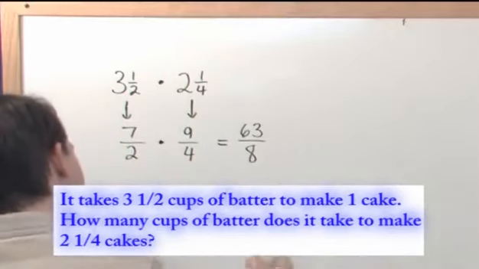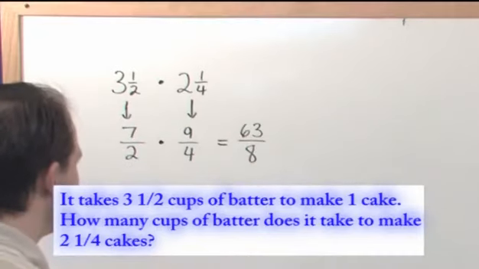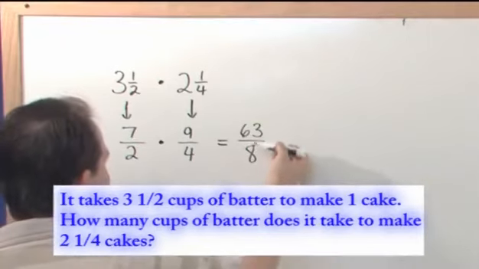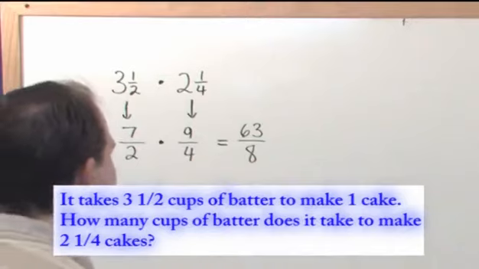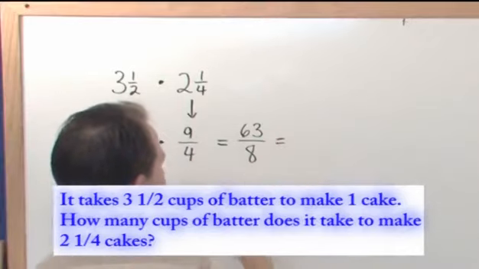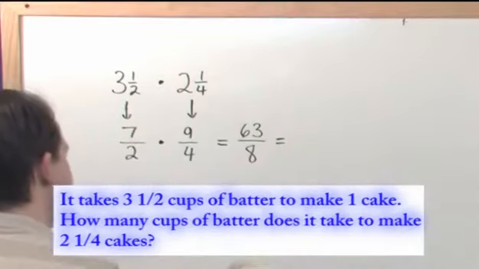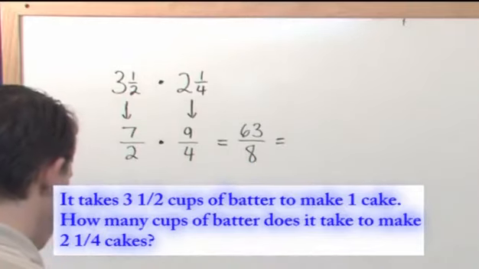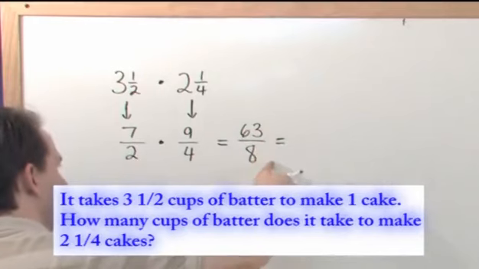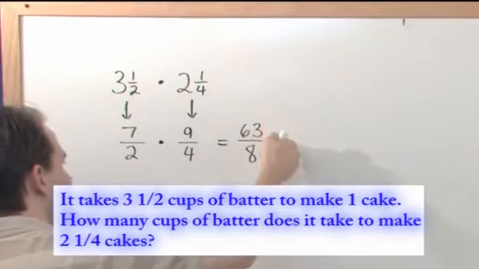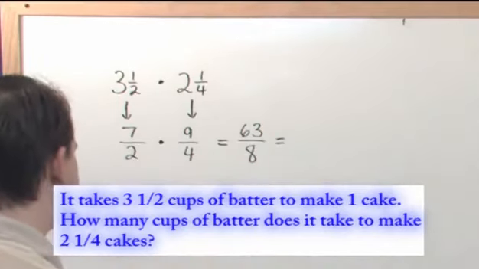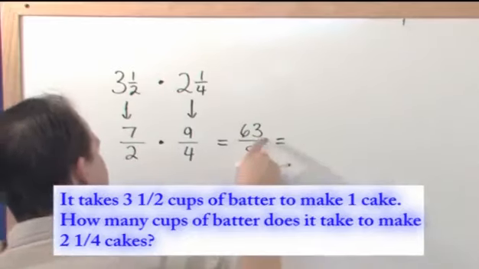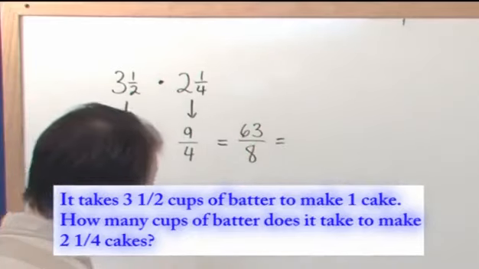But you see, 63 over 8 doesn't really tell you much, because you've got this giant number on top and this little bitty number on the bottom. And so, like I was saying before, you're always going to want to convert this back to a mixed fraction if you have a bigger number on top. So let me ask you a question. Since a fraction really is division, so this is really 63 divided by 8, how many times does it go in there? 8 times what will give you 63, or close to 63?